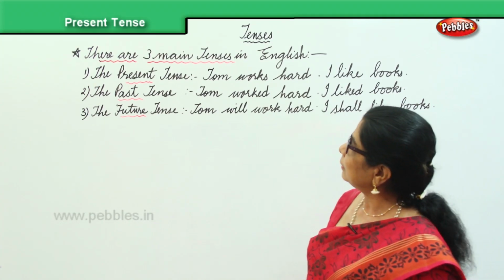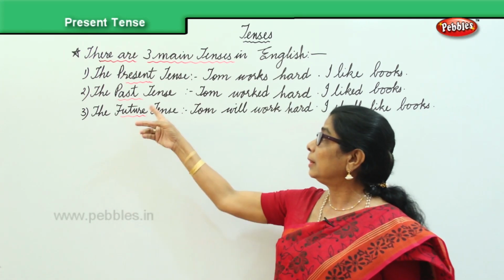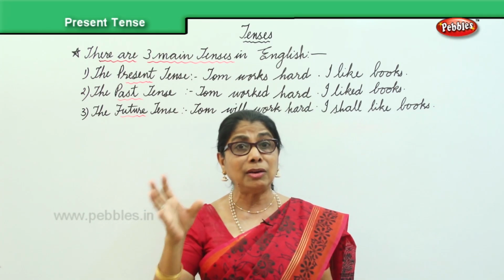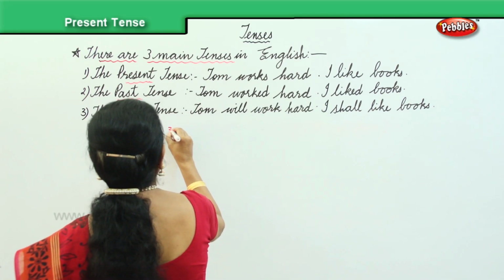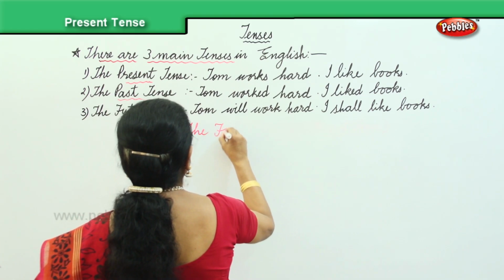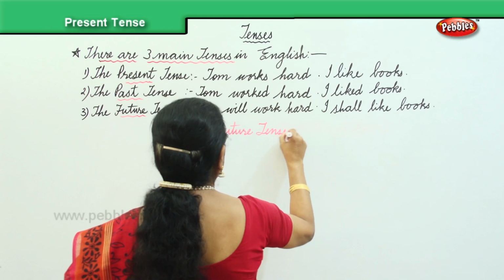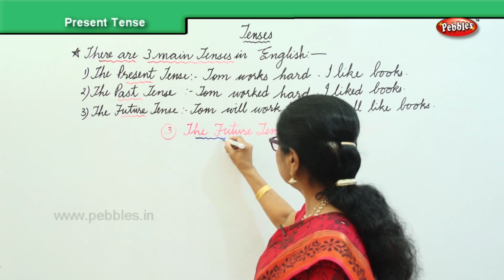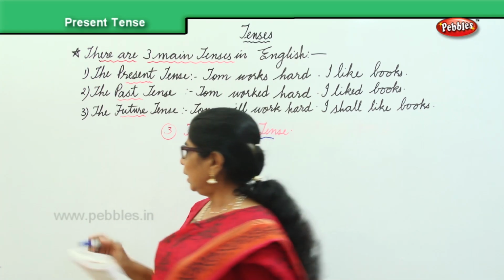We have already done the present tense and the 4 forms of it, the past and the 4 forms, and now finally we are going to do the future tense that also has 4 forms. Okay, so the third type is the future tense. And this future tense has 4 different forms, and that's what we are going to do. Okay, the first type.